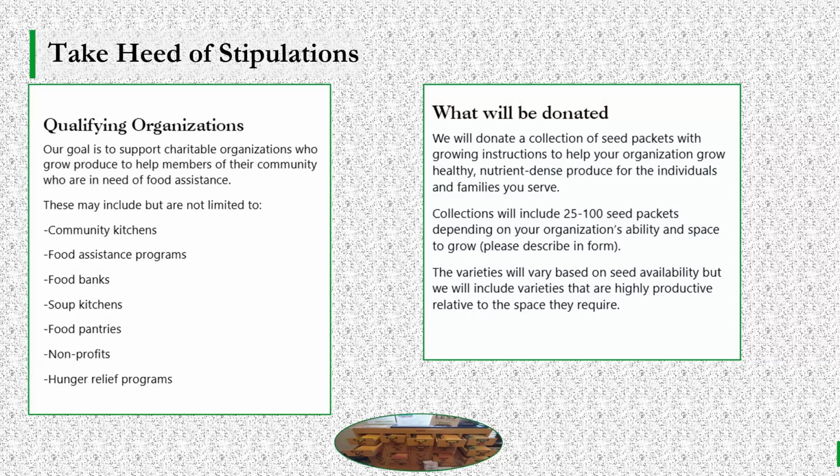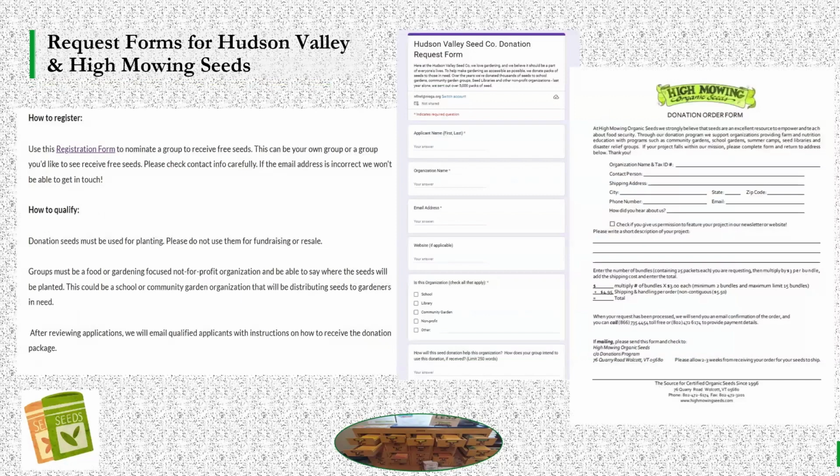And then they will send you a collection of 25 to 100 seed packets. Usually it's in the upper range of that from my experience. You usually get about 70 to 80 seed packets. Sometimes you get even more. They really do provide you with a lot of seeds. And within each of those seed packets, you have a number of seeds that can then be broken up into even smaller envelopes. And I'm going to show that process later as well. And these are just some request forms for Hudson Valley and High Mowing seeds, just to show you the difference. There's a Google form for Hudson Valley and then just a regular donation order form for High Mowing.